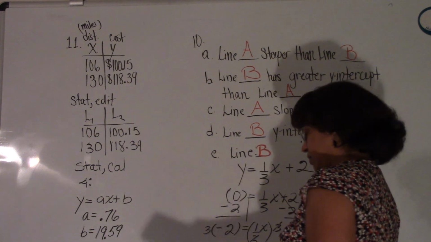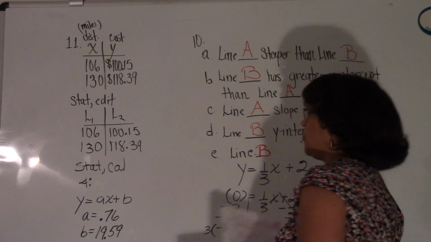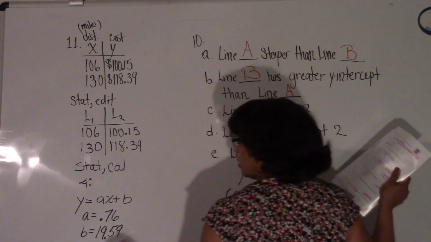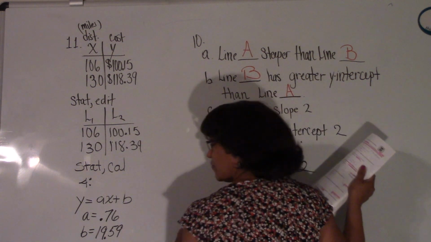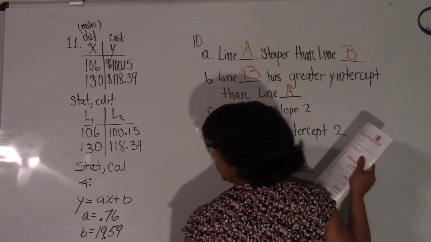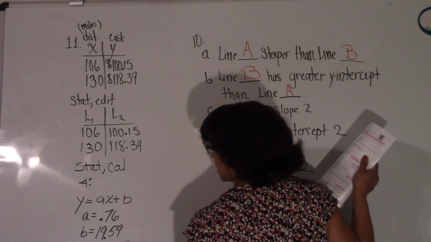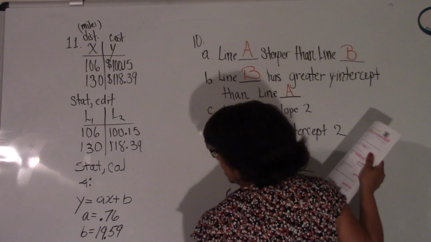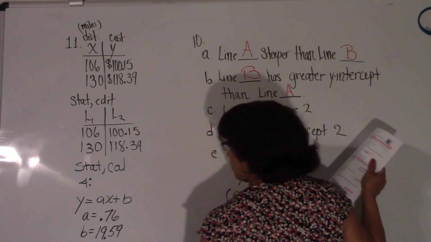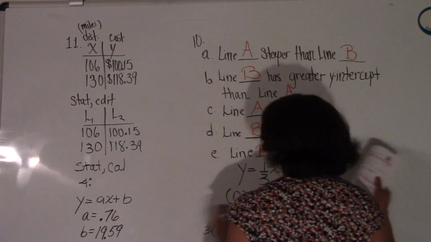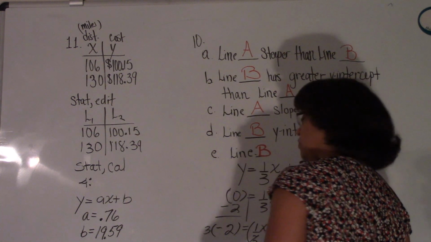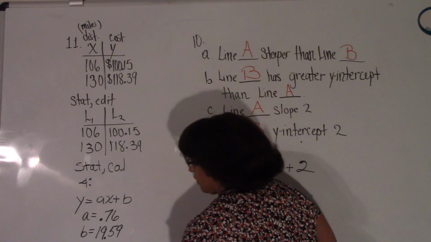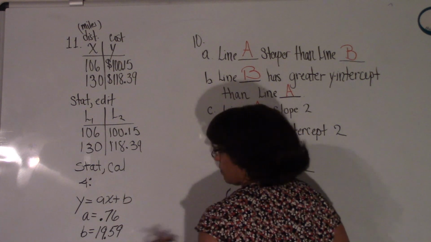So now we can write the equation of the line in slope-intercept form. So for the first line in number 11, you should have y is equal to, what's A? Good. 0.76x plus b, which is 19.59. And then the second part of number 11 asks us, what is the flat fee? So the flat fee, what do you think it is? Good. $19.59, because your b represents your flat fee.